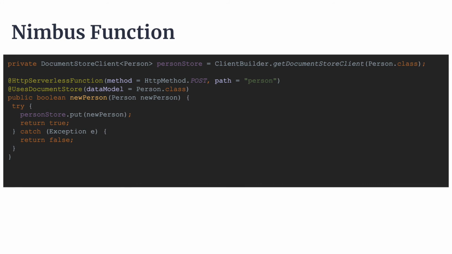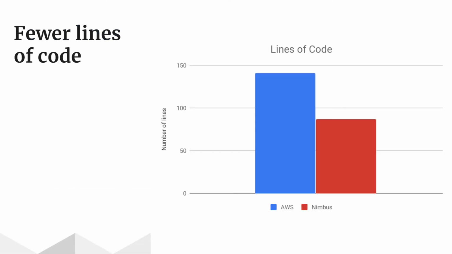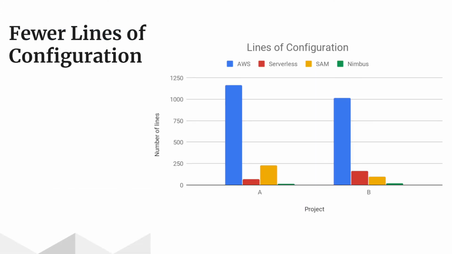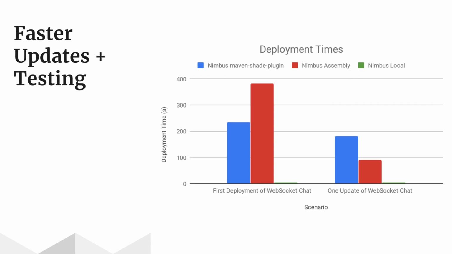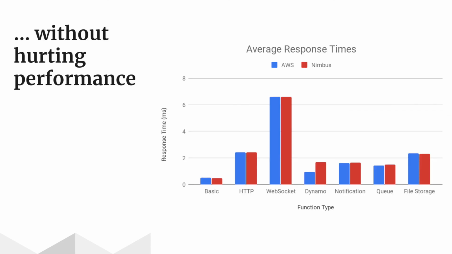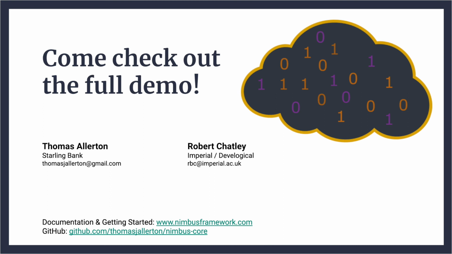At build time, Nimbus automatically generates all the required configuration, packages this together with the code, and deploys the minimal necessary change set to the cloud. This can speed up deployment significantly in large systems. When writing comparable applications, Nimbus has fewer lines of code, has fewer lines of configuration, has shorter deployment times, all without hurting performance.